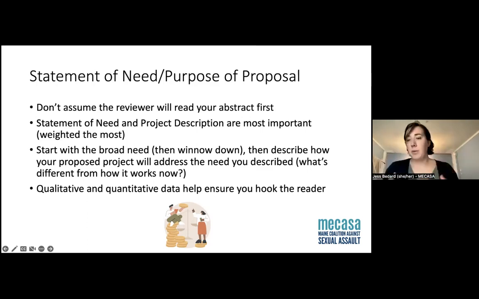So you want to be really clear. You want to make a case about why this need, why broadly, why this need in your community, why for your agency.